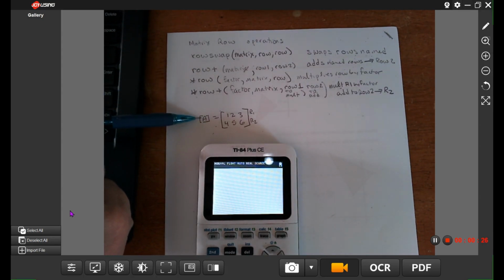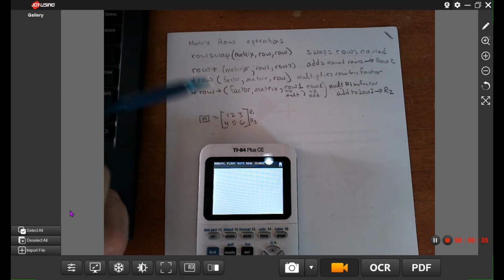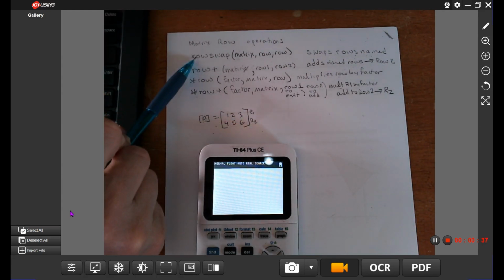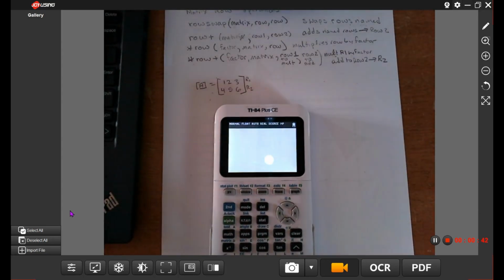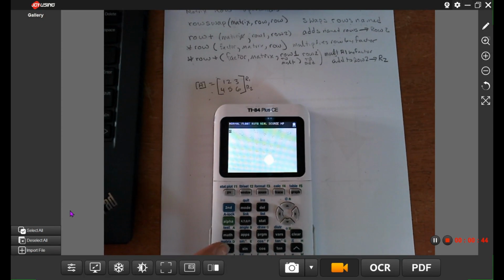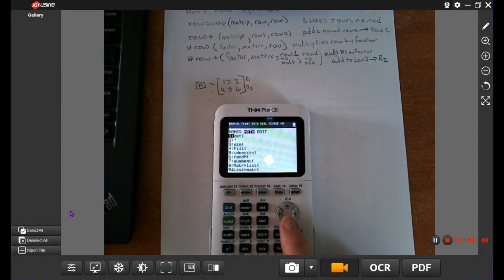I entered a really simple matrix into my calculator already, so I let matrix A equal this 1, 2, 3, 4, 5, 6 matrix, and this is row 1 and this is row 2. So I'm going to swap the 2 rows. First we go into the matrix menu, so second and inverse to get matrix, and I want to go to math to get the operations. It's way below the screen, so you can either arrow way down or you can go up and it'll bring you to the bottom. And I'm doing row swap, so that's the one I want.